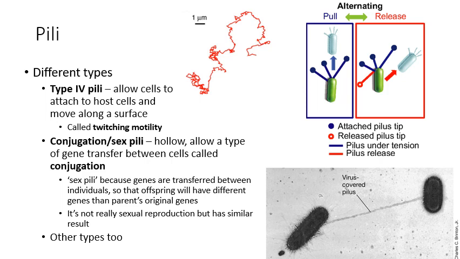So with the sex pilus or conjugation pilus, one bacterium can share some of its genes with another, and then whoever has received these genes is now genetically different from their parent bacterium. So it's not sexual reproduction, but it does allow genetic diversity to increase, which is why it's called the sex pilus. And those are just the two most common types of pili. You have others too, but we won't talk about them.